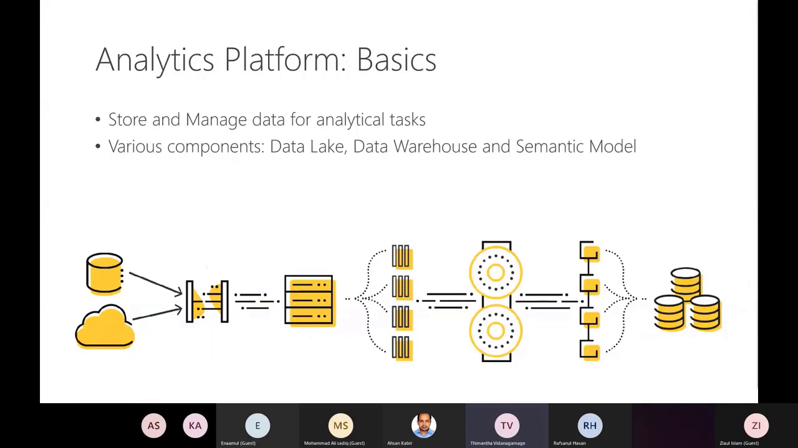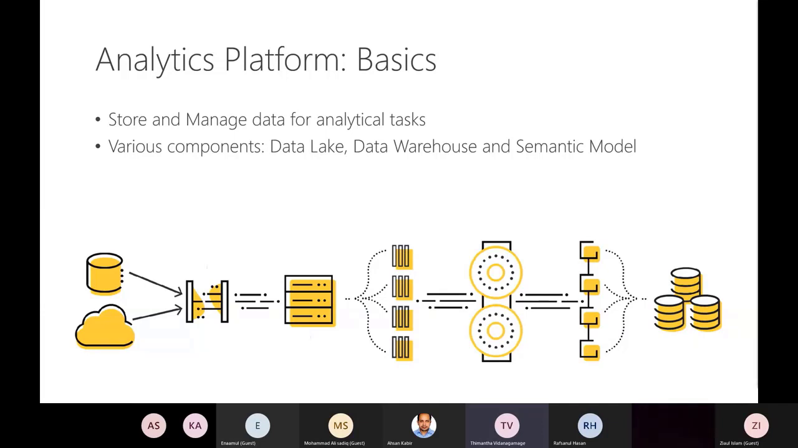Basically, based on the client requirement, or based on the particular business requirement, components like data lake, data warehouse or semantic model can exist or not exist in an analytics platform. That's entirely dependent on the client requirement or the business requirement.